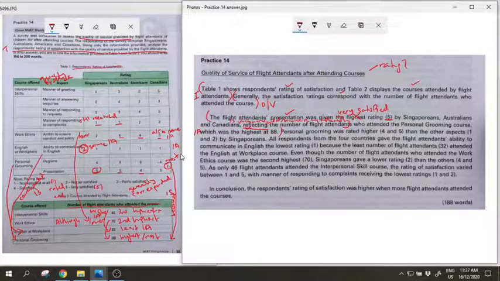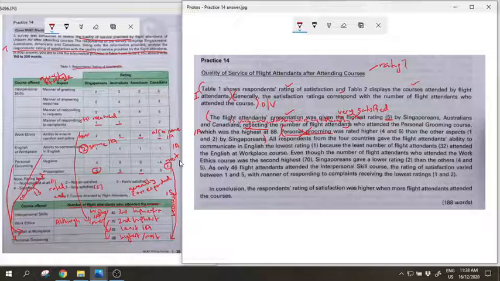Then, personal grooming was rated higher than other aspects by Singaporeans. This is a funny sentence. This sentence suddenly appears out of nowhere, and it is wrong already. Personal grooming was rated higher? It wasn't personal grooming. Personal grooming is the name of the course. It was hygiene and presentation that were rated higher. So this is wrong. Be very careful. You cannot simply mash them together just because they are in the same table. It has to make sense. They are actually rating the quality of the service in this column. They are not rating the cost. So this is a wrong sentence already.